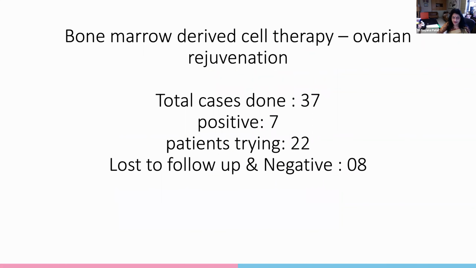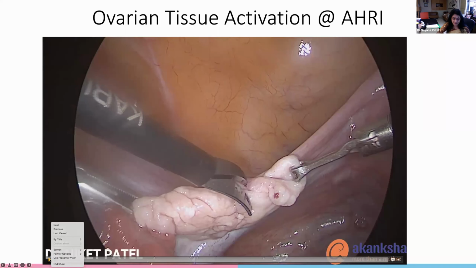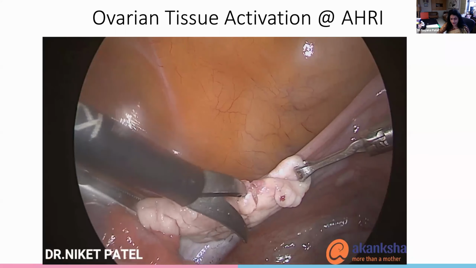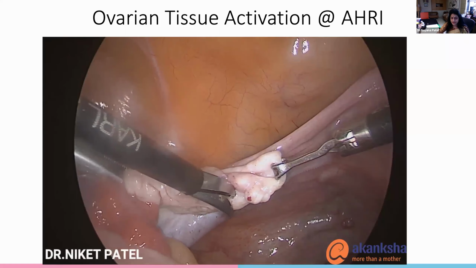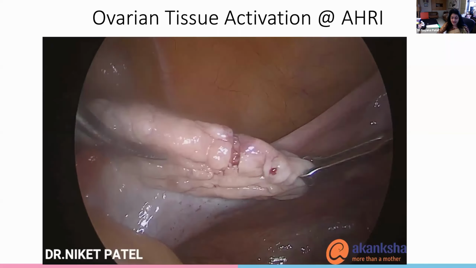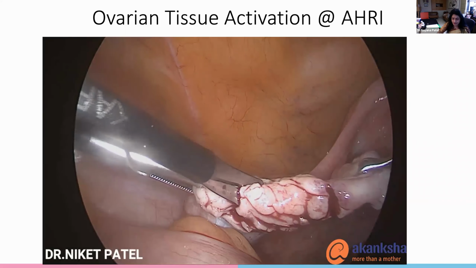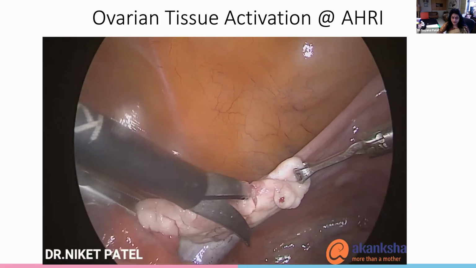This study is under review. 37 patients with bone marrow derived, already 7 positive, and ovarian tissue activation, which I love to show. And we have now completed 15 patients for this, and the outcome is 2 already, 1 delivered and 1 conceived. The rest of them are trying, but these are really, really bad patients with just a streak ovary, where you cannot even identify the cortex and the medulla separately, where we are trying this protocol and doing this.